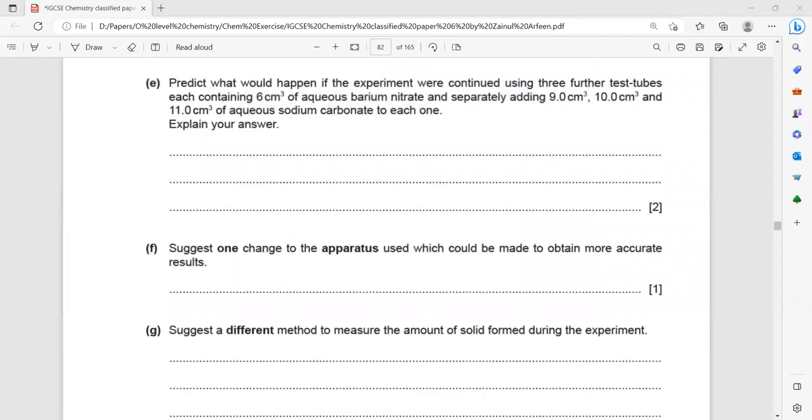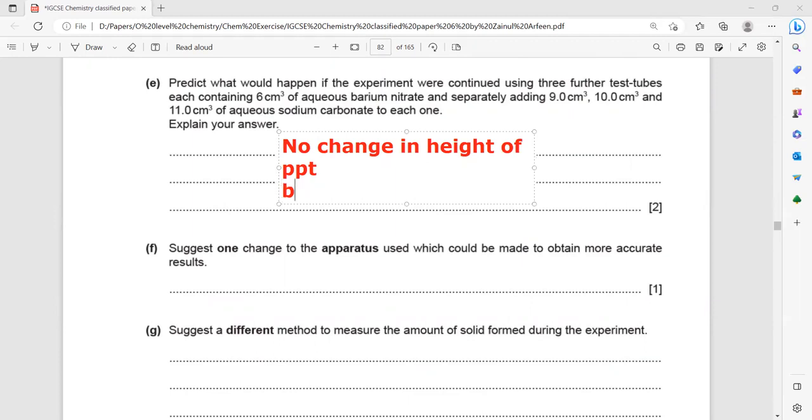So it's worth 2 marks. How do you score the 2 marks? Number 1, you mention that the height of the precipitate does not change. And why? Because all the barium nitrate has already reacted. Or you can say the other way around, that sodium carbonate is in excess. So no change in the height. And the reason for that is because barium nitrate is used up.